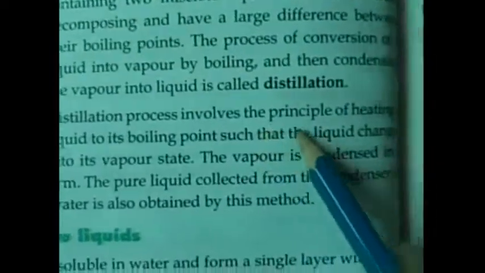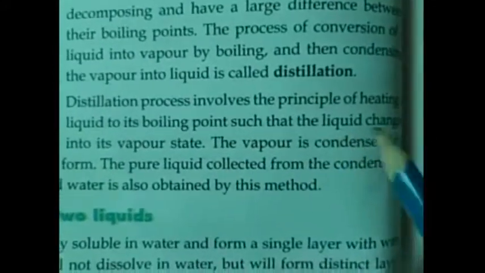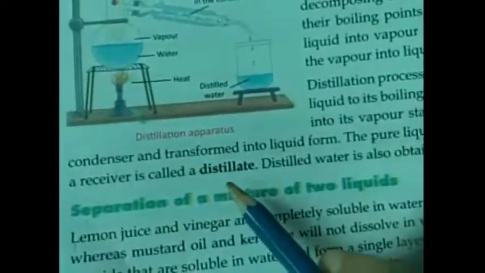The distillation process involves the principle of heating a liquid to its boiling point such that the liquid changes into its vapor state. The pure liquid collected from the condenser in a receiver is called the distillate. Distilled water is also obtained by this method.